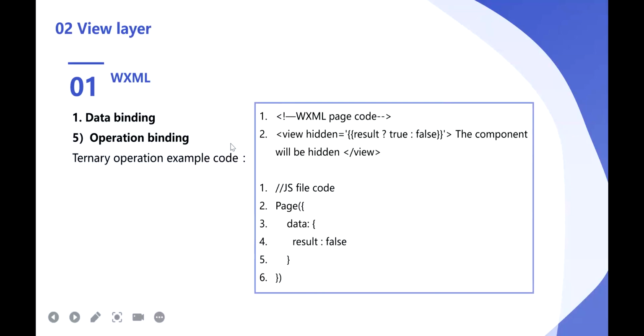Here you see with this code, it means if hidden result is true, then the component will be hidden. If result is false, then it will not be hidden. You can see it. We can test it.